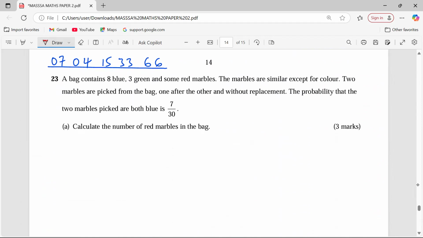Number 23 now. A bag contains 8 blue, 3 green, and some red marbles. The marbles are similar except for the colors. 2 marbles are picked from the bag, one after the other and without replacement. This is probability. The probability that the 2 marbles picked are both blue is 7 out of 30. Calculate the number of red marbles in the bag.